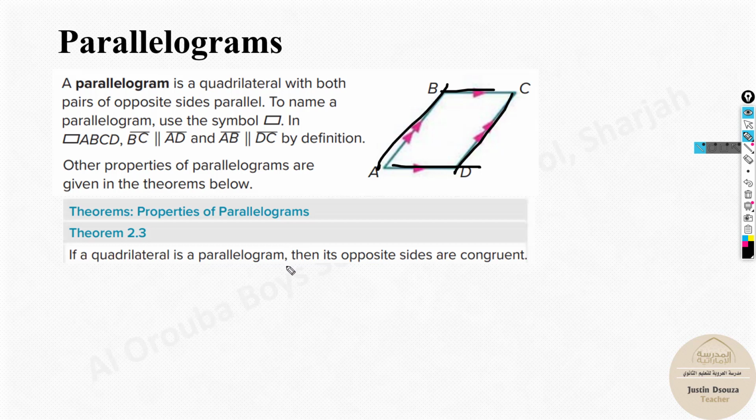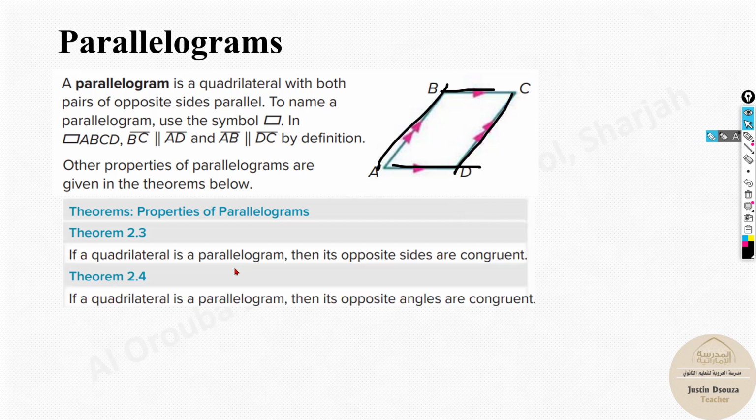Now, there are a few things that are required to be known. If a quadrilateral is a parallelogram, then opposite sides must be equal or congruent. That means they are equal. And then opposite angles are also equal. So this is very important. Now this angle must be equal, and this one over here equal.